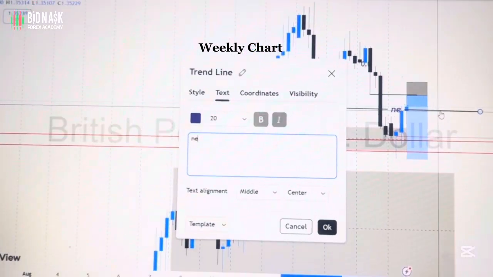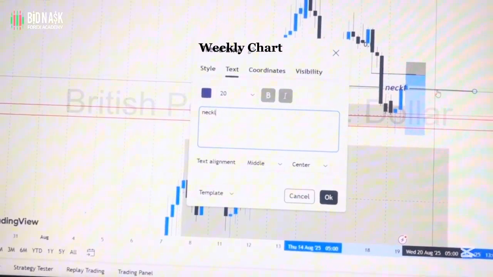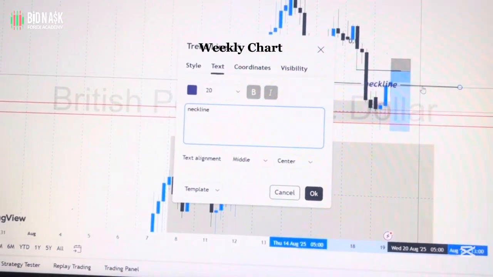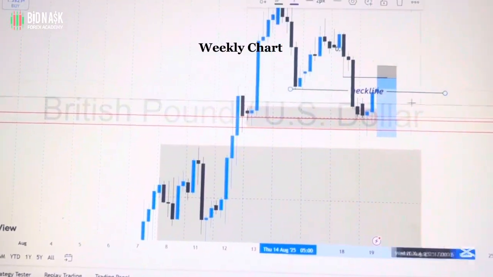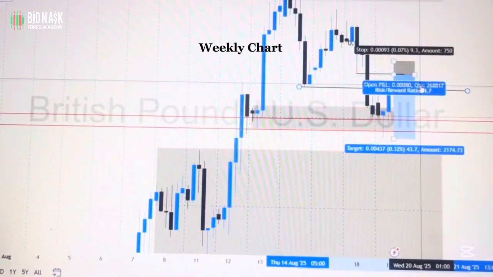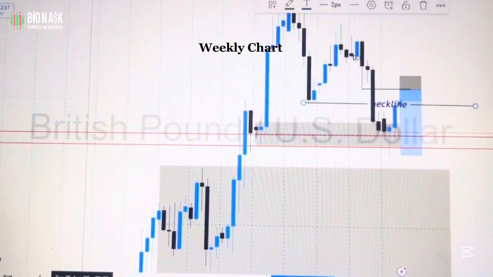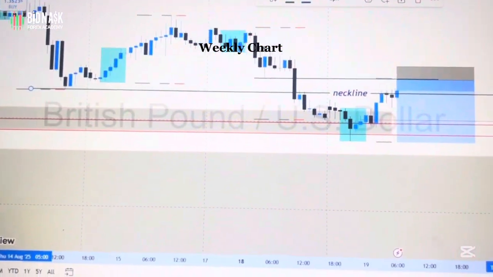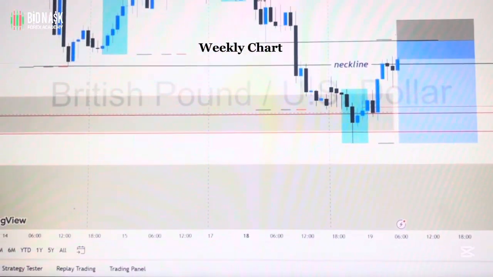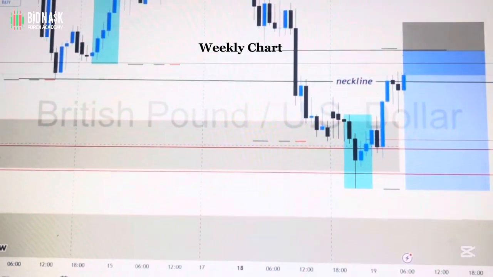Okay. So the neckline means that once price has broken the neckline, it has a way of always coming back to retest that particular level. So we have seen price coming back to retest that particular neckline. That is our confirmation entry that we are going to take a shot on the GBPUSD. And as you can see, we are already inside the market.